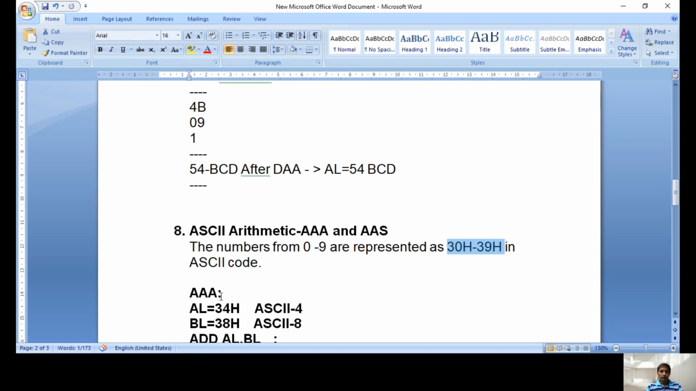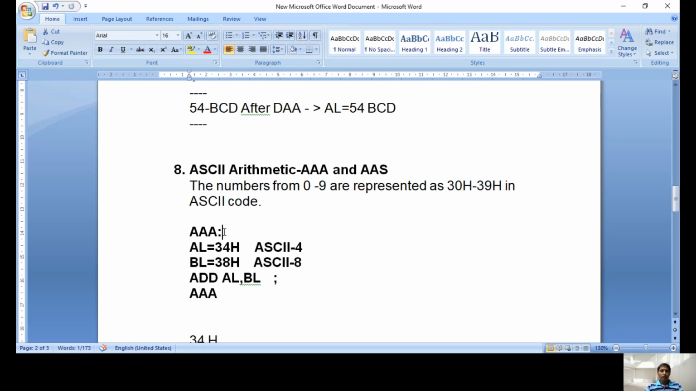Let us see the role of the AAA instruction. The AAA instruction takes ASCII numbers in the range of 30H to 39H and performs addition. After addition, if the result is in the hexa range, it converts that result into the form of unpacked BCD only. Unpacked BCD means the result must be in the range of 00H to 09H only. So the AAA instruction takes hexa numbers, performs the addition, and makes the result in unpacked BCD form only.